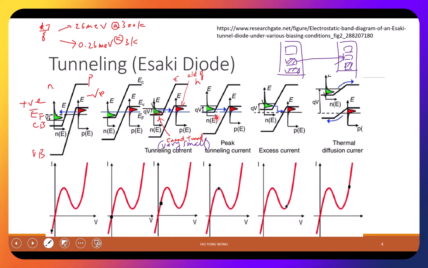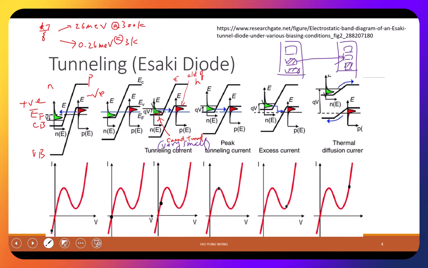Then what happened? Now I even have more region that I can tunnel to there, because this whole region has a lot of electrons. This region has very few electrons, right? So I have a lot more current. Here, this part cannot tunnel. The overlap becomes more and more.